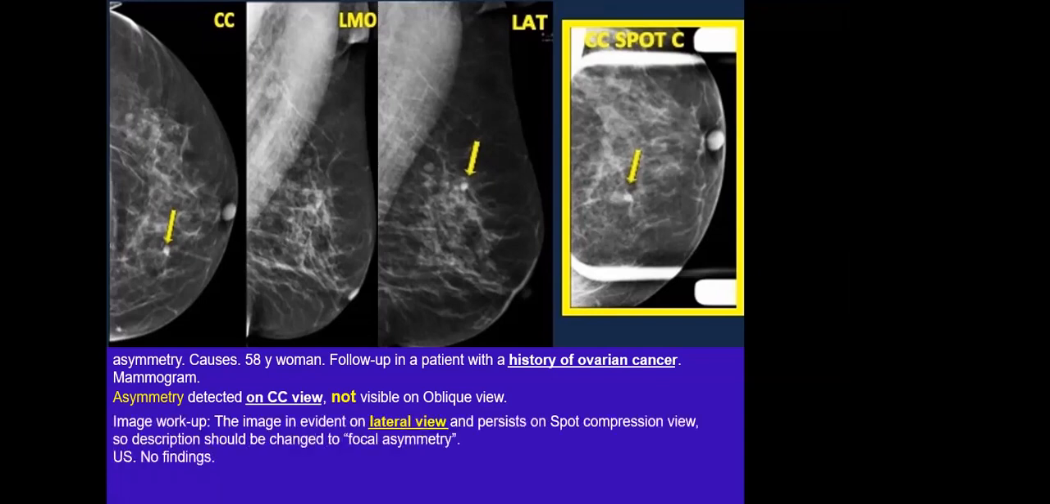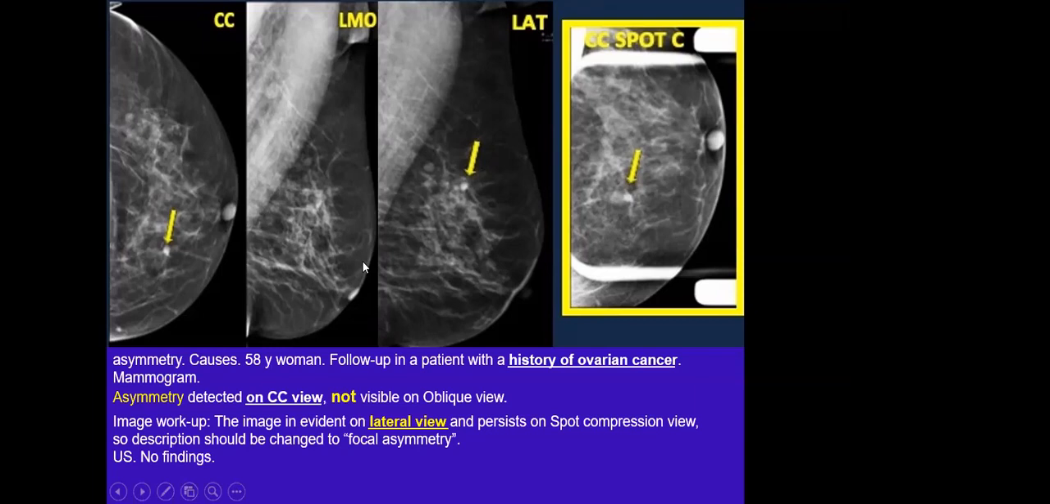The image is evident on the lateral view and persists on the spot compression view. So now it becomes a focal asymmetry rather than an asymmetry, because it is seen on two views, the CC and the lateral view.